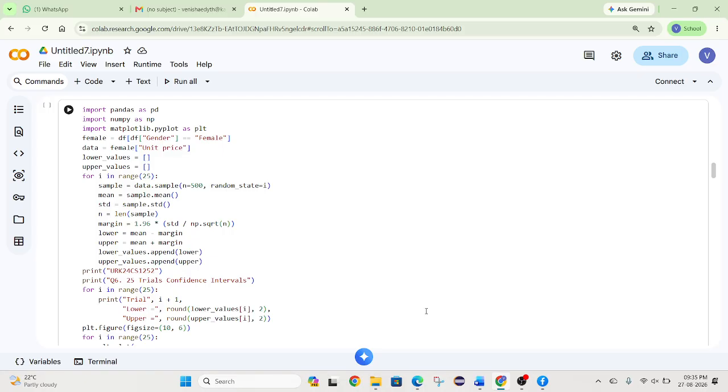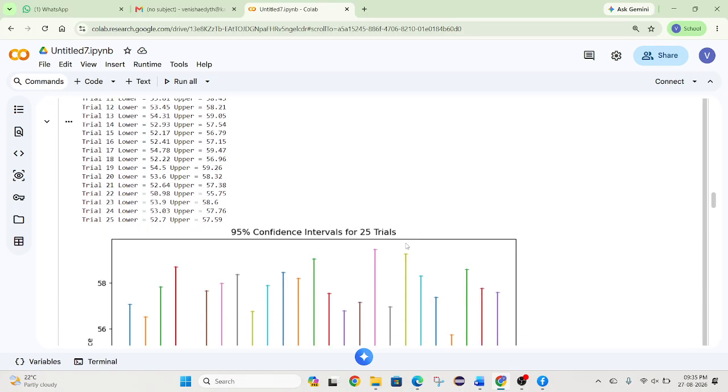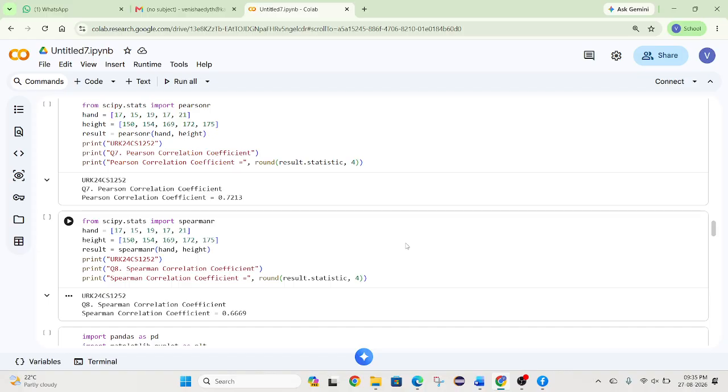Next, the seventh question is Pearson correlation. Here we have hand size and height, and I want to know whether they are related to one another. So we use a Pearson correlation. It tells us the strength and the direction of their linear relationship.